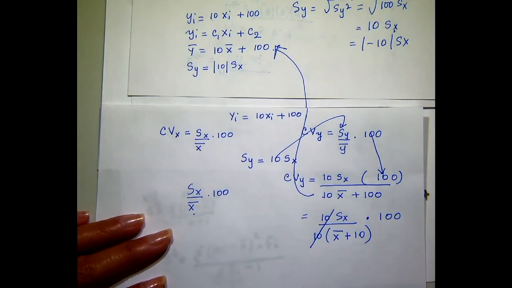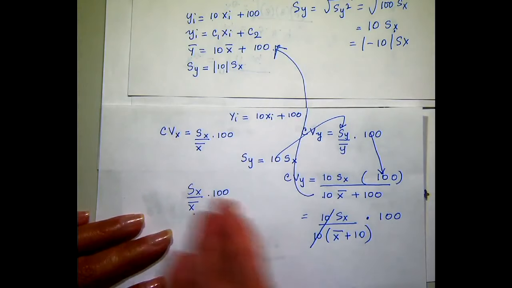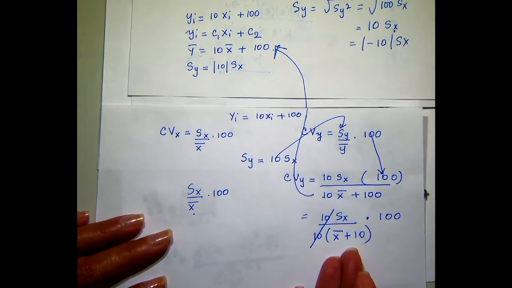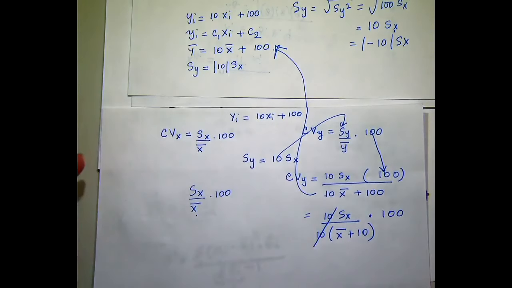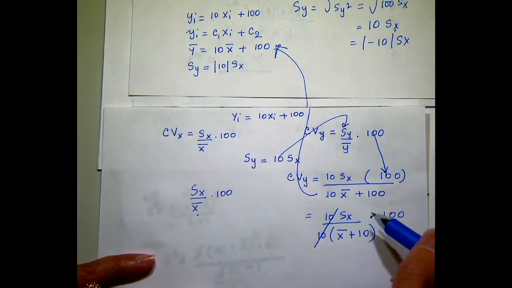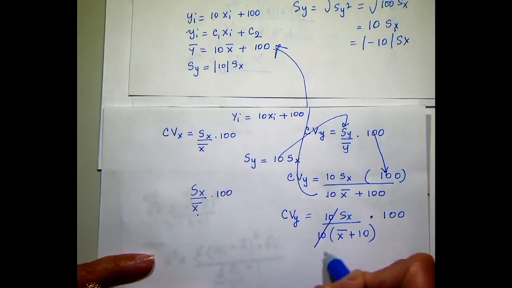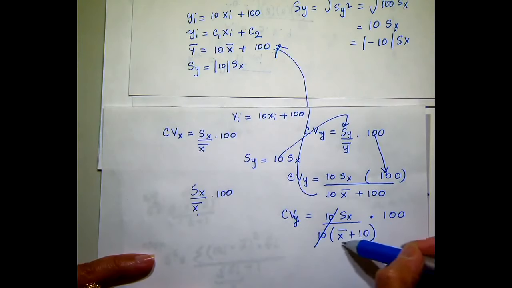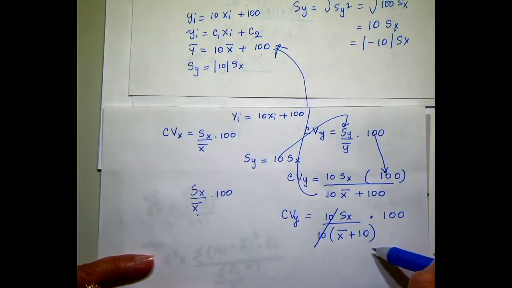Which one is bigger, this one or this one? The first one. The first one's bigger because the second one's being divided by a bigger number, so the quotient will be smaller. So I cannot come up with a relationship. It's not a 10 times relationship and it's not equal either. The answer is coefficient of variation of y is equal to the standard deviation of x divided by x bar plus 10 times 100. Follow me? Any question?